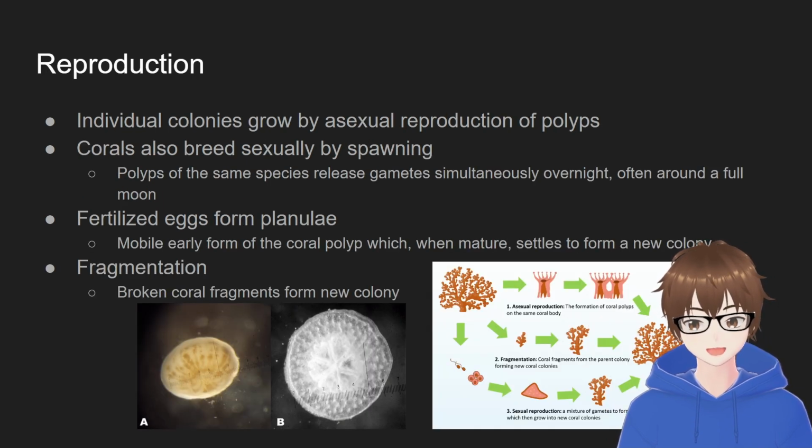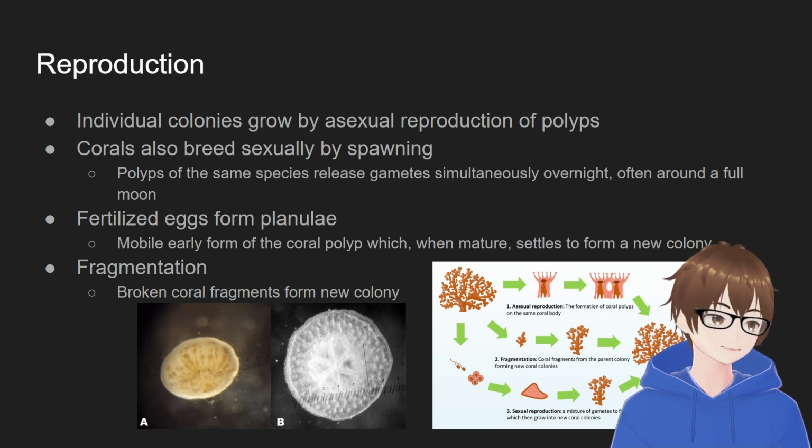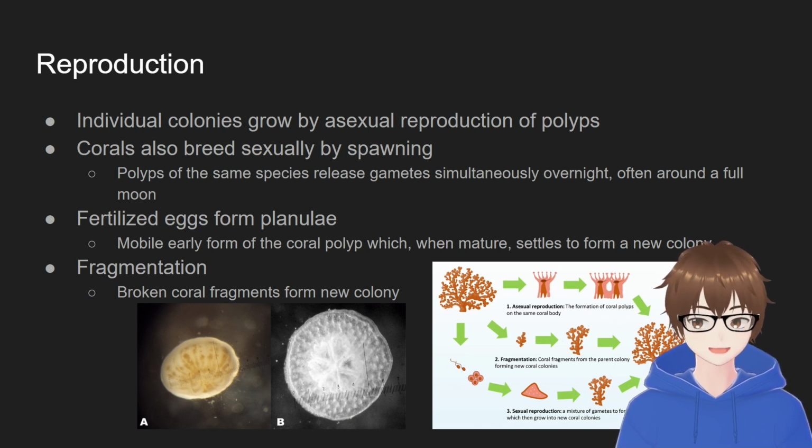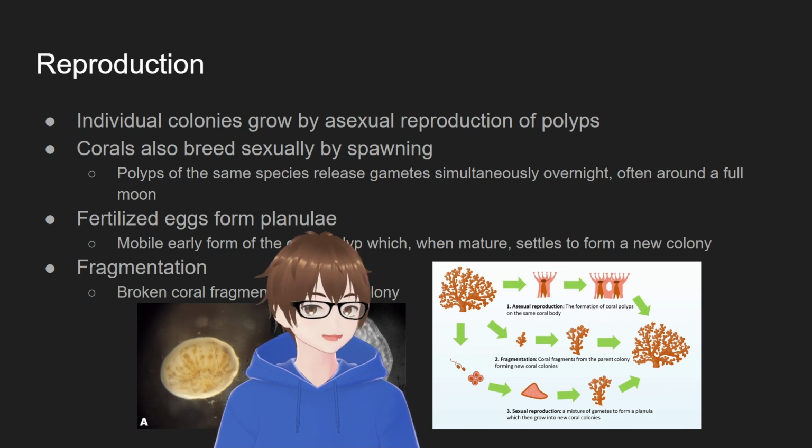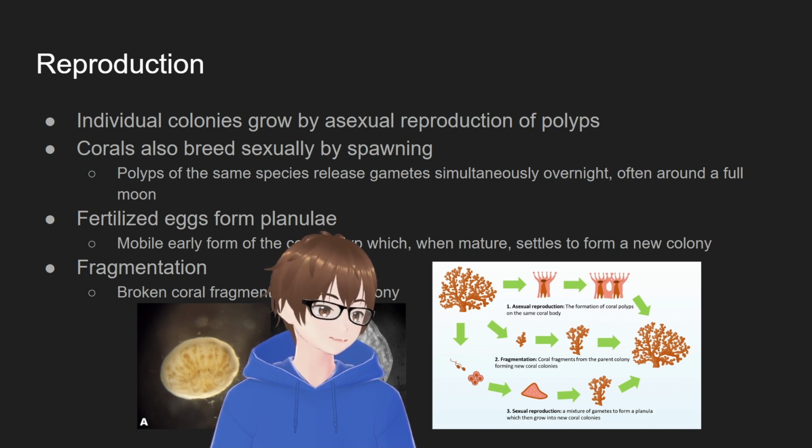So, what's the asexual reproduction? Individual colonies grow by asexual reproduction of polyps. If you look at the picture here behind me, number one is asexual reproduction, the formation of coral polyps on the same coral body. It looks like basically dividing, and then later on there can be fragmentation where one of these asexual polyps can break off, and then they can grow their own new coral colony.